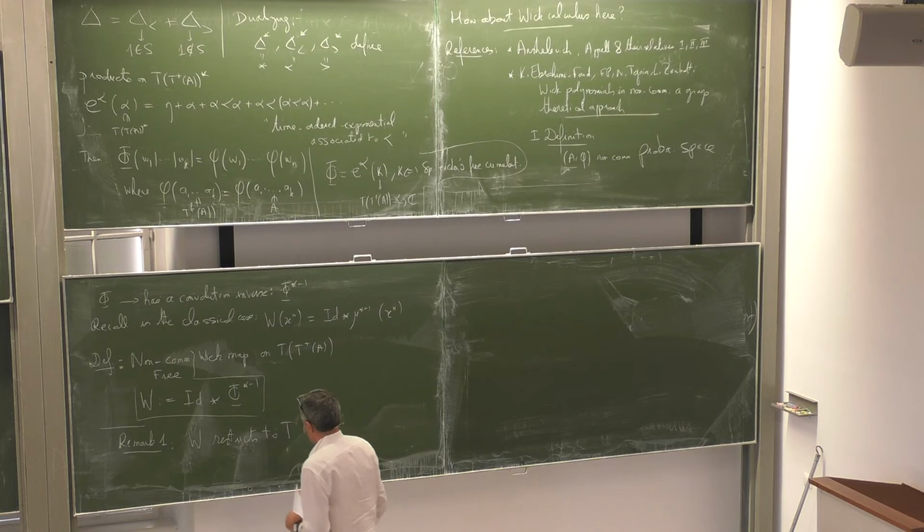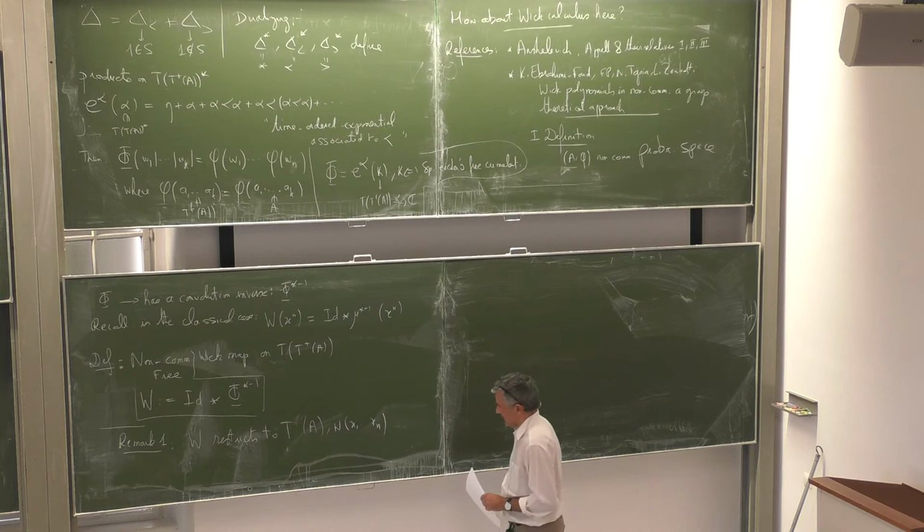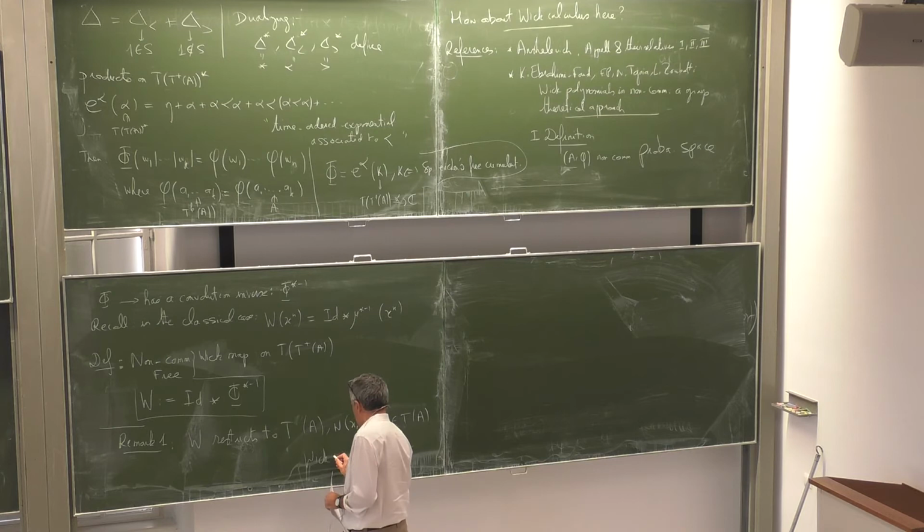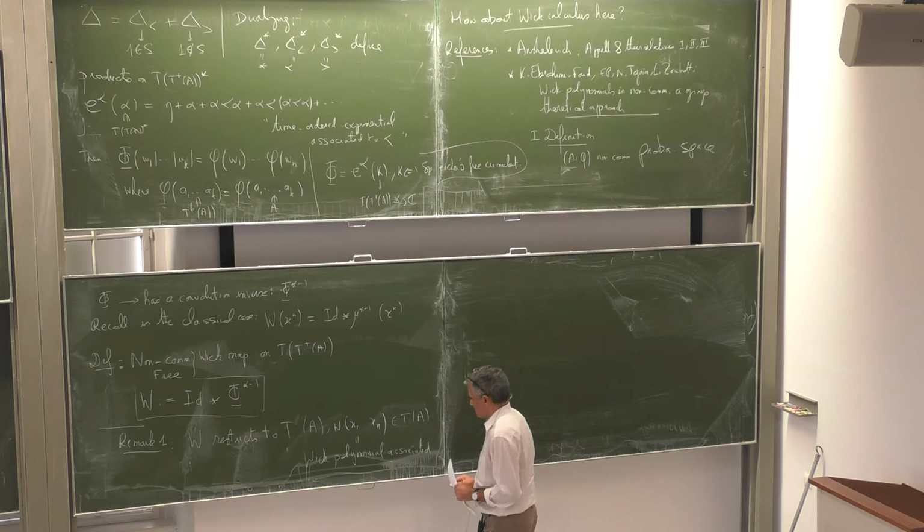And so if you compute W evaluated on the product of elements of A, we will get a linear combination of tensors over A. So this is what is natural to call the Wick polynomial associated to a formal product of non-commutative random variables.